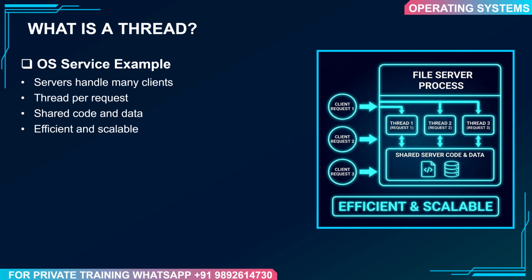Let us take a real world example from operating systems themselves. Many operating system services are multi threaded. For example, a file server might handle requests from many users at the same time. Instead of creating a separate process for each request, the server can create a new thread for each client. All threads share the same server code and data, but each thread handles a different request. This design is efficient and scalable.